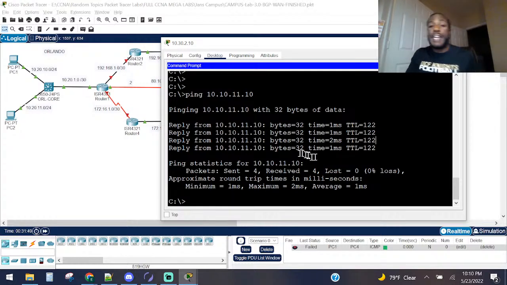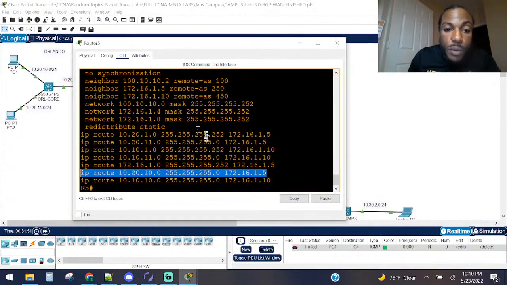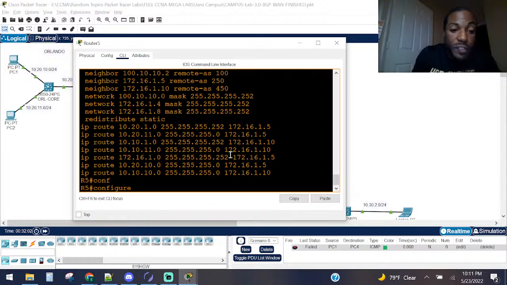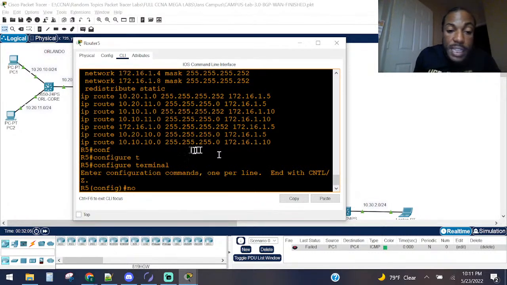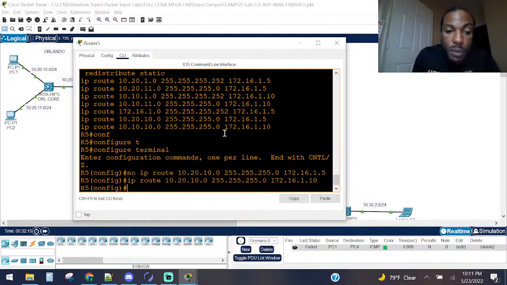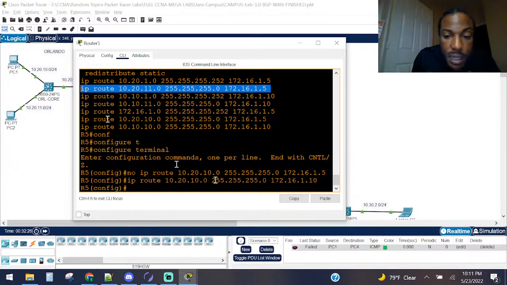So anyways, now let's go ahead and fix that problem. Get rid of those two static routes, which is this one. And then just change the next hop to, instead of 1.5, let's make it 1.10. We need to fix those to be 1.10. So go to global config mode, and we're going to negate that command with this, and then put it back in, get rid of the no, and say the next hop is actually going to be 1.10, and get rid of the other one, which is 10.20.10.0 and 10.20.11.0. So 11.0, which is this one, and change the next hop to .10.